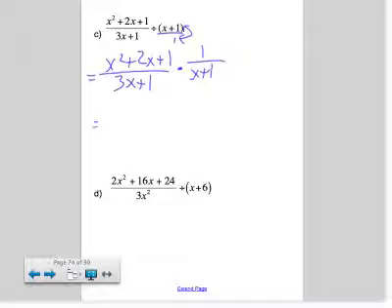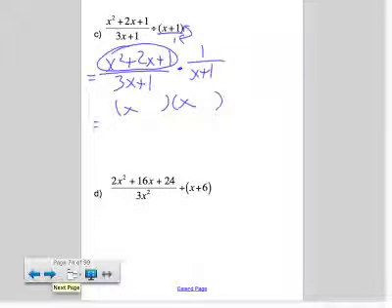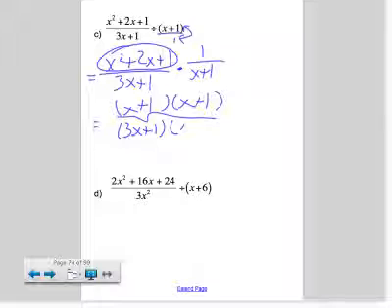And so what I have here on top, I'm going to break this term down now. So I have x and x, two numbers that multiply to get 1, add to get 2, 1 and 1. So then I have 3x plus 1 on bottom times x plus 1. Those cancel, and so you'll see all I'm left with is x plus 1 over 3x plus 1.